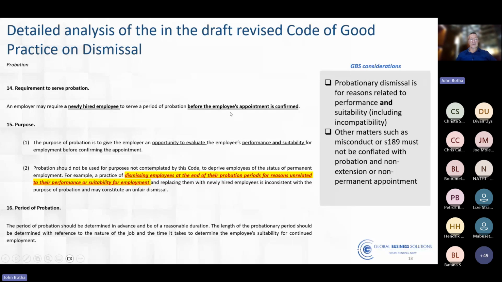And I think you should use this wording when you modify your employment contracts around probation. Say, we're not confirming your appointment until such time your probation has been successfully completed in alignment with the provisions of law. It then says that the purpose of probation is to give the employer an opportunity to evaluate the employee's performance and suitability for employment before confirming this. So what you see here is they're saying probation is not just to see if the employee can perform, but if the employee is suitable.